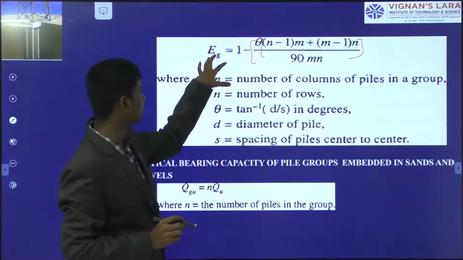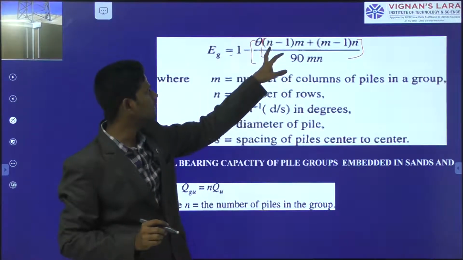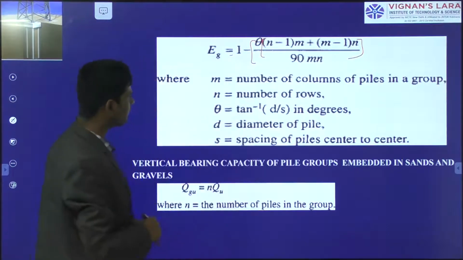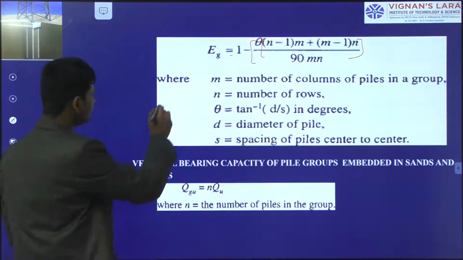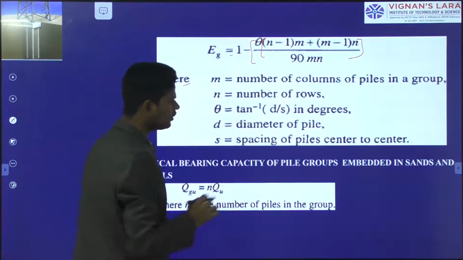Efficiency of group action of the piles equals 1 minus theta divided by 90 into (n minus 1) m plus (m minus 1) n, divided by 90 m n. If you observe here, m is the number of columns of piles in a group.